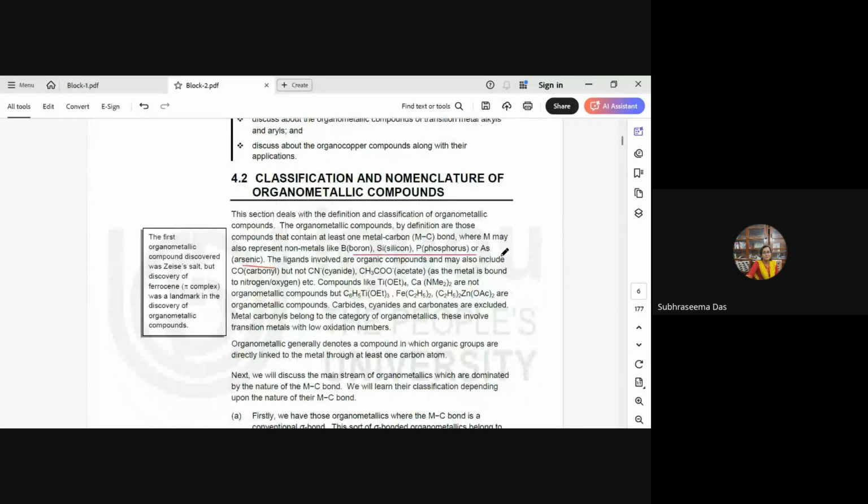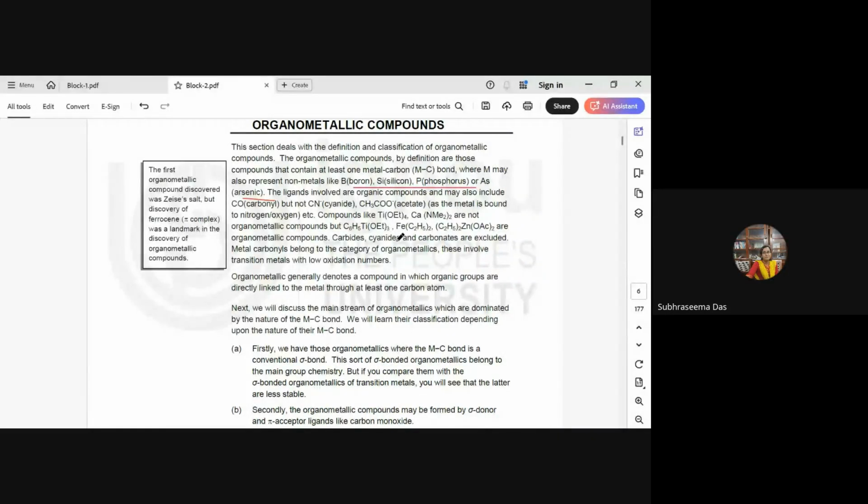The ligands are the compounds which get attached to the central metal atom. They may be organic compounds like carbonyl, but not cyanide, it should be CN, acetate, and also different types of compounds like neutral molecules such as H2O and NH3, which serve as ligands. So compounds like Ti(OEt)4 and Ca(NMe2)2 are not organometallic compounds, but Fe(C2H5)2 is an organometallic compound. Carbides, cyanides and carbonates are excluded. They do not belong to this category.